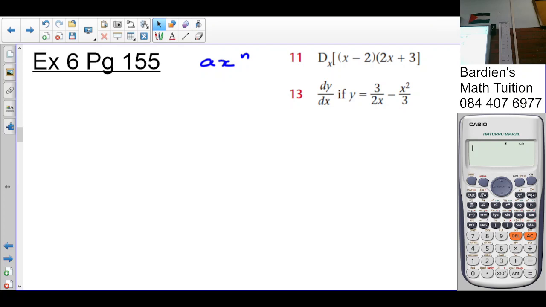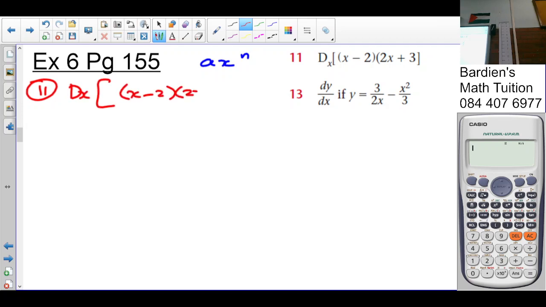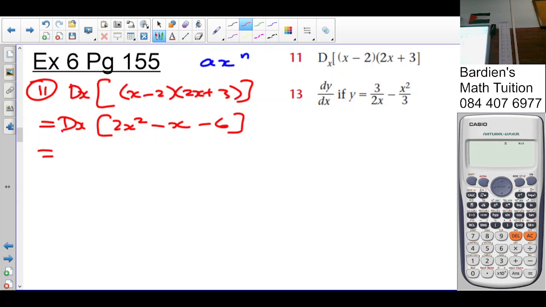Number 11. It's going to be d/dx of (x minus 2)(2x plus 3). As you can see here, it's not in the form of ax to the exponent n. So we multiply that out. So I got d/dx of 2x squared plus 3x minus 4x minus 6. I can apply my derivative now. I drop this. So 2 times 2 is 4x to the 1 minus 1.